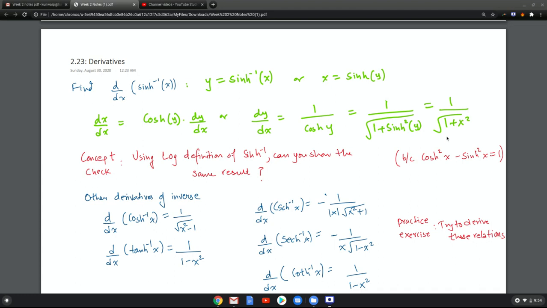The only difference being that over here the identity is cosh squared x minus sinh squared x is 1. And that's because it lies on a hyperbola whose equation is x squared minus y squared is 1.